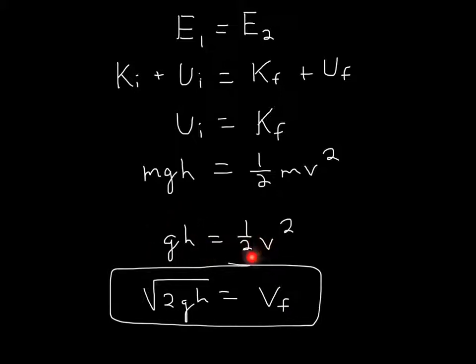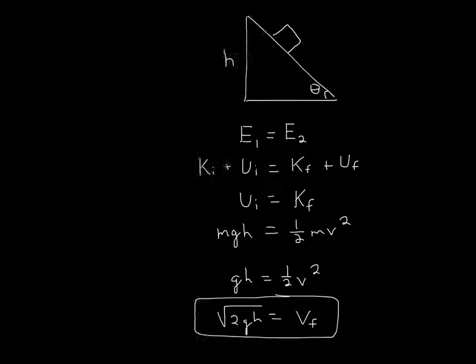And so we want this v, right, because it's the final velocity. So what will we do? Well, we can multiply each side by 2. So we'll get 2gh. And then since it's v squared, we can square root it. And then we'll end up getting square root of 2gh is equal to v final. And that's your final answer for this problem.